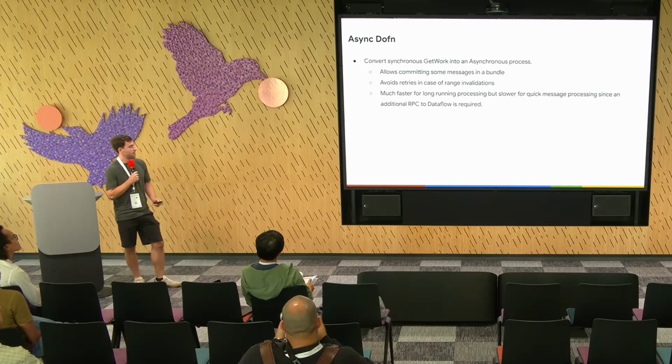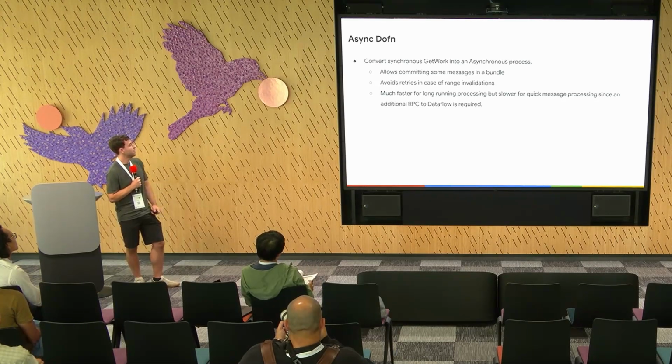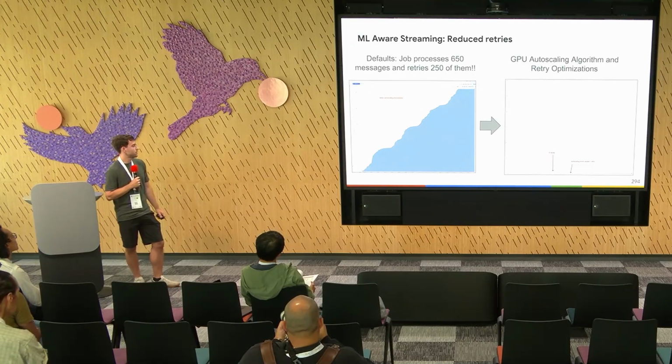So one thing we're doing is adding async do functions. This helps the backend optimize this type of work where there's long processing. There are extra RPCs made to the Dataflow backend, so it's not best when you have the classic fast processing. But with ML, this works really well. And with this auto-scaling and async do fn support, we were able to make ML pipelines work a lot better.